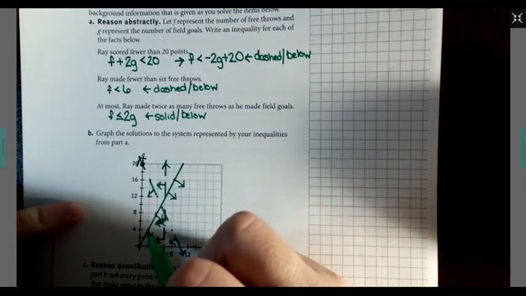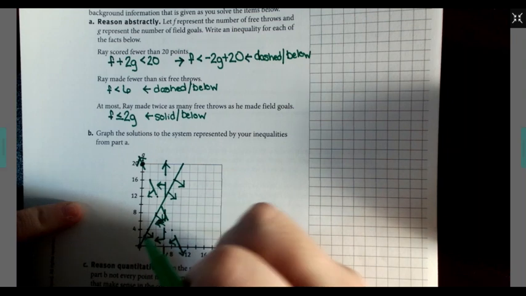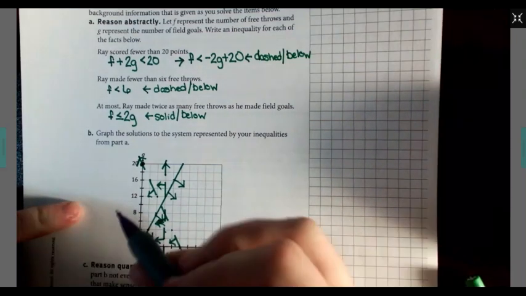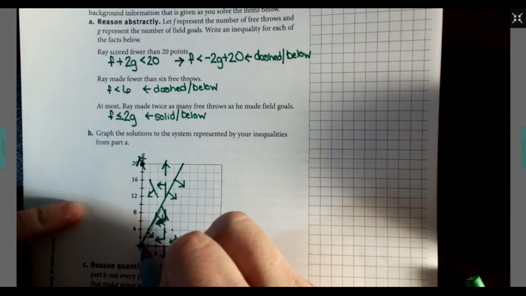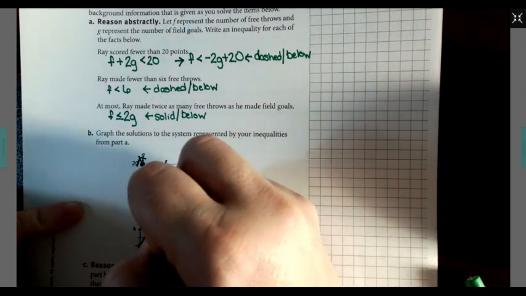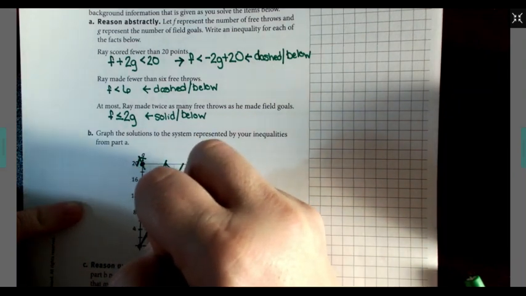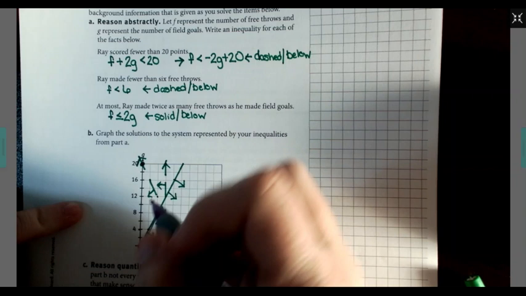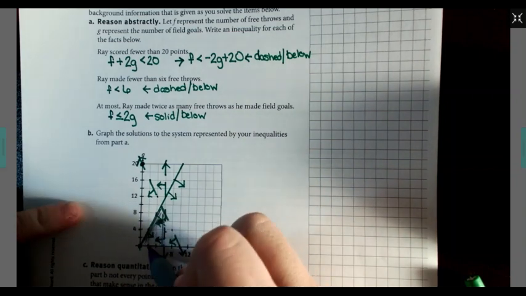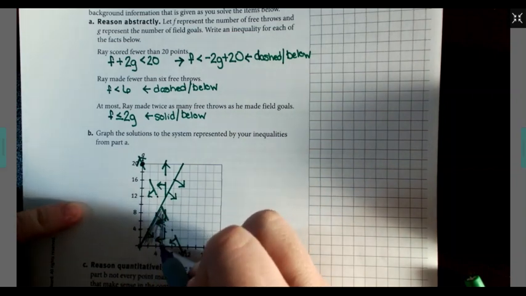So that means that my solution has to be between this line, under this line, and to the left of this line. So it has to be in this little area somewhere in here.